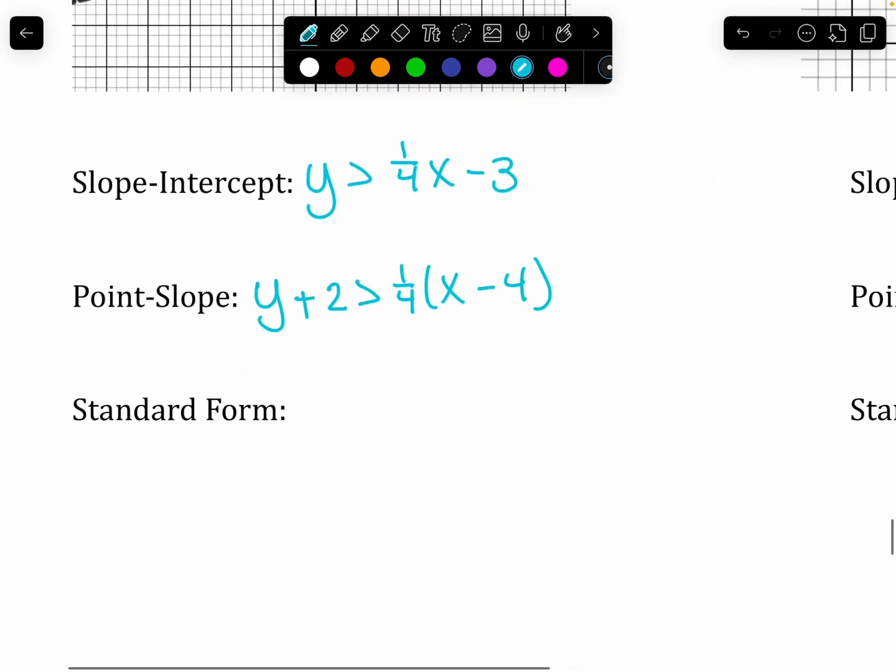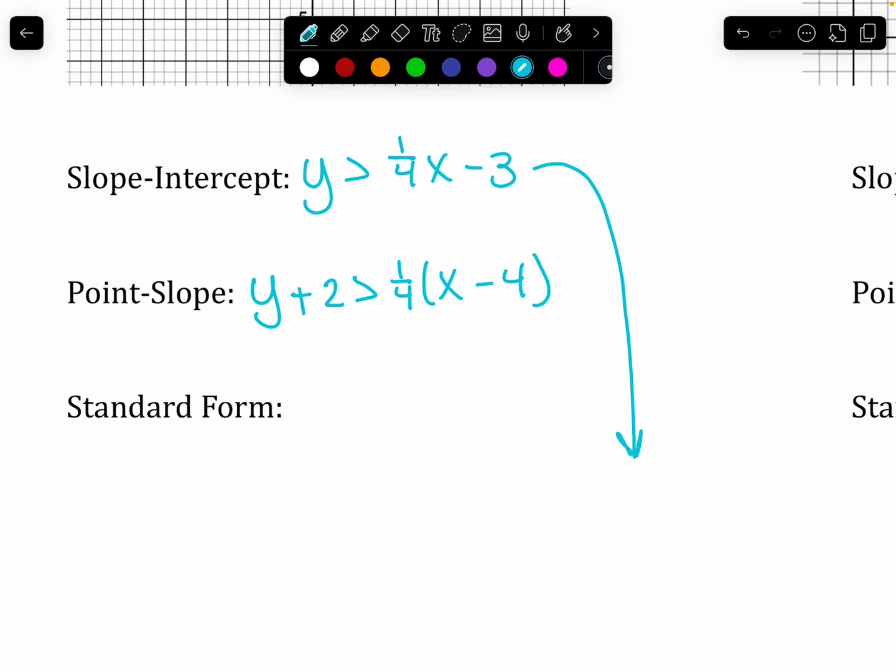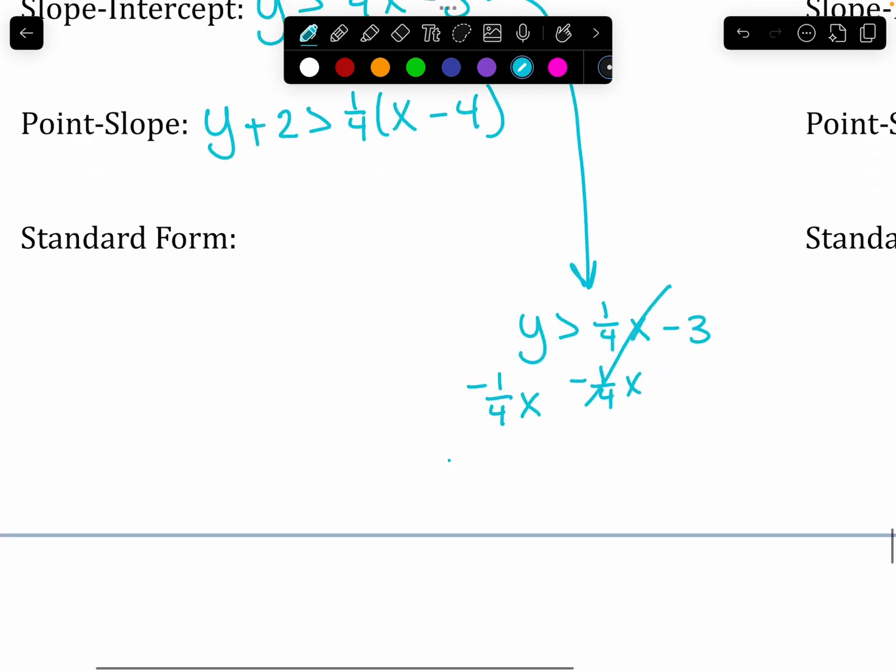Now, one thing that is different about this is I actually need to write an equation in standard form. So I'm actually going to convert slope-intercept form into standard form. You could convert your point slope form, it doesn't really matter. I'm just going to do this one. All right, first thing I need to do is get my x's on the same side. So I'm going to subtract 1/4 x. And right now I have -1/4 x plus y is greater than -3.